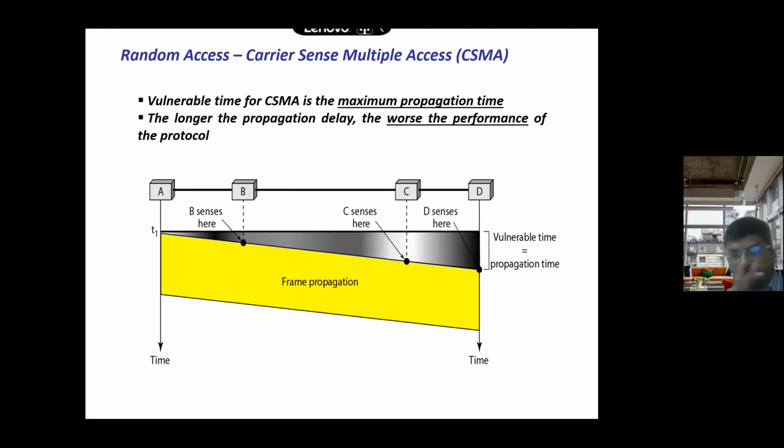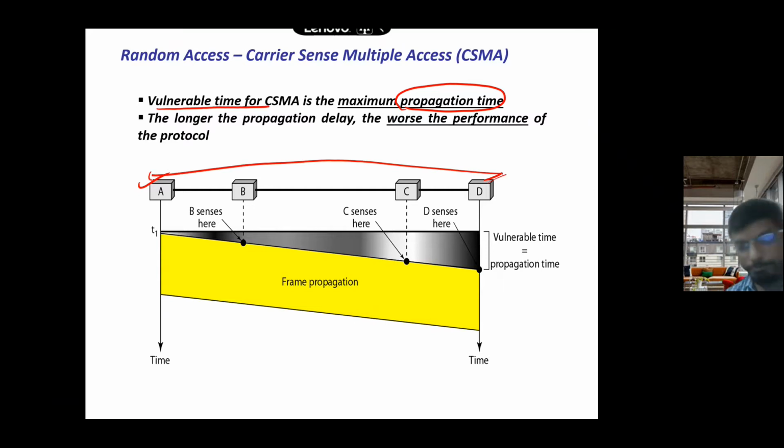And that minimal amount of time where you could miss out and there could be a probability of collision is your propagation delay, or the propagation time. So the vulnerable time for the CSMA scheme is the maximum propagation time. Why I'm saying it as a maximum propagation time is, say A and D are the stations which are max distance apart.